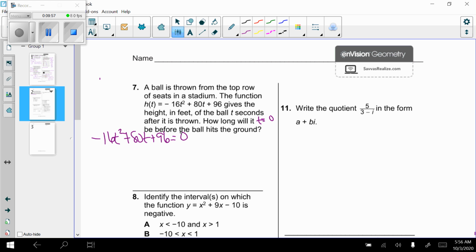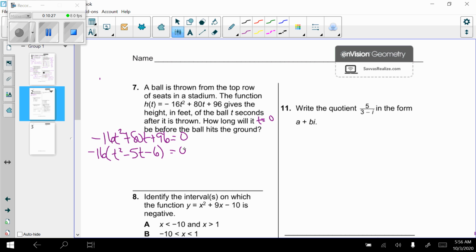So again, I want to factor it. I want to try to make my life easier. So again, I look for what's the biggest number I can take out. So the GCF, I have a negative 16, an 80, and a 96. 16 goes into all of them. The first one is negative, so I'm always going to pull out a negative. So pull out a negative 16, and I'm left with t squared minus. So 80 divided by negative 16 is 5, so minus 5t. 96 divided by negative 16 is negative 6.